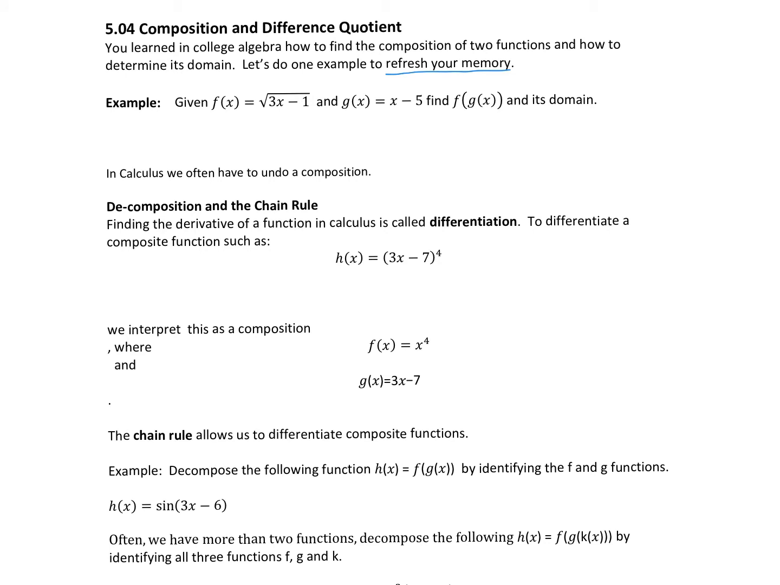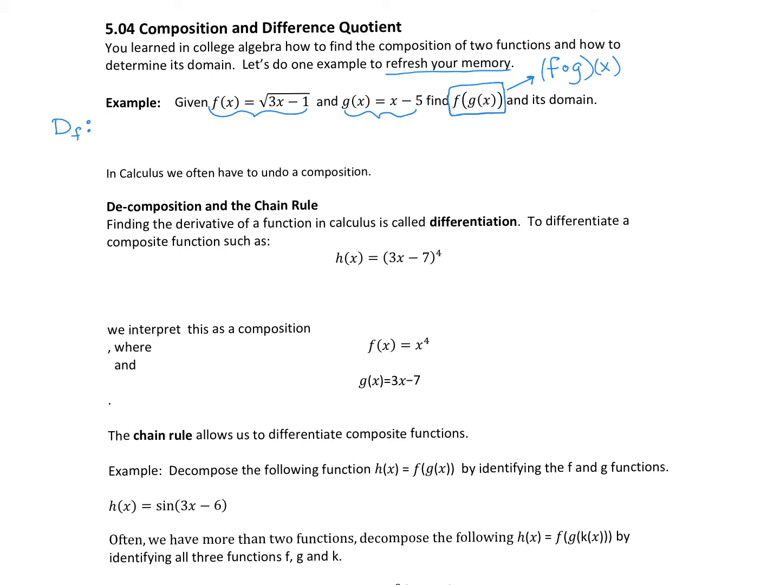When we compose functions together, we're given two functions. In this case, f of x is the square root of 3x minus 1, and g of x is x minus 5. So let's make sure that we understand the notation, f composed with g of x. You can also write this as f with a little circle, f of g of x, if the extra parentheses there confuse you. So let's take a look at what the domain of the function f is.